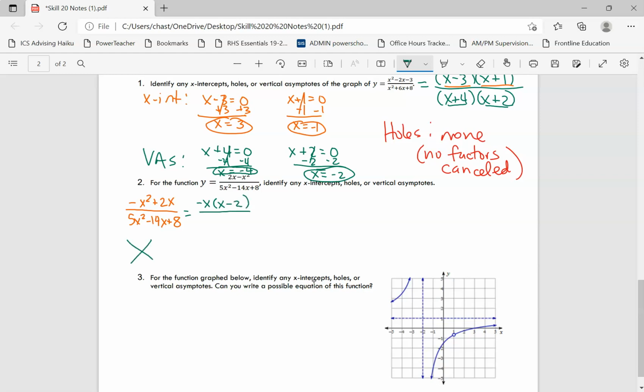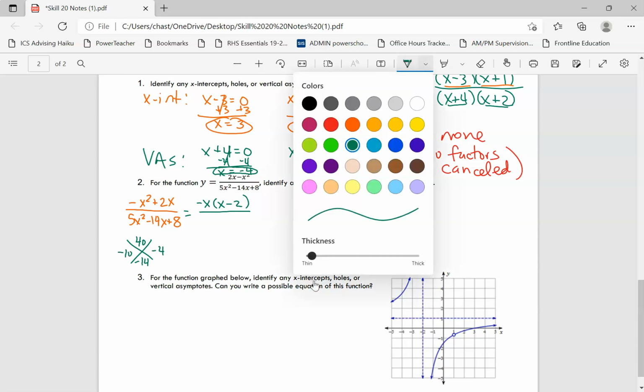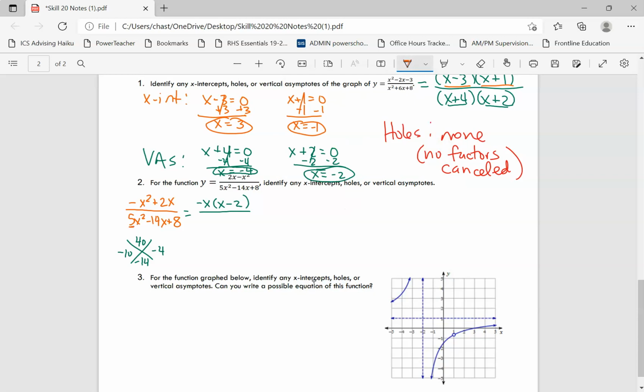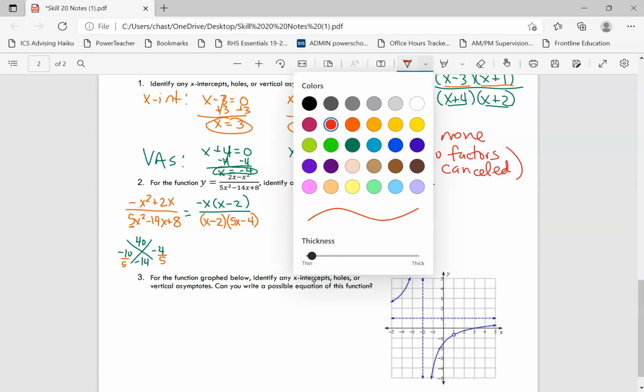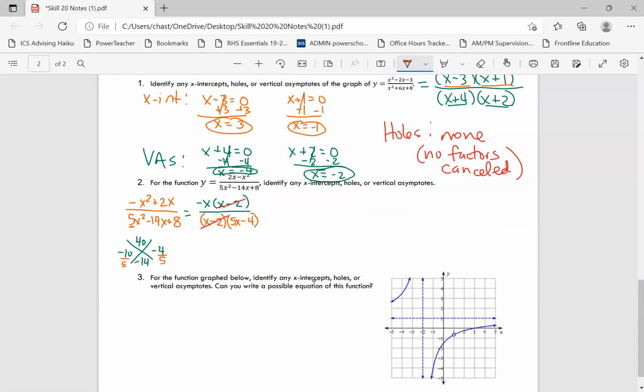And in the denominator, I'm looking for two numbers that multiply to a times c, so that's 40, and add to negative 14. So that's going to be negative 10, negative 4. Note that we have an a value of 5, so we're going to divide those by 5. Negative 10 divided by 5 is negative 2, so we'll have x minus 2. And then negative 4 fits, that 5 will go in front of the x, so 5x minus 4. Now looking here, I see that the x minus 2's cancel, which means we have a hole at x equals 2.